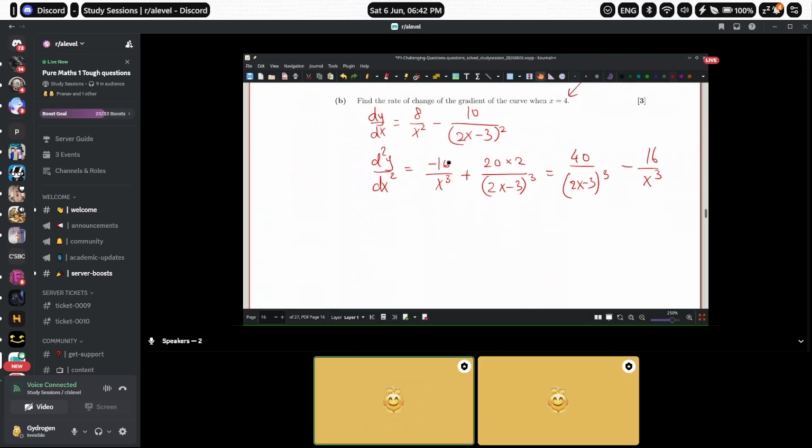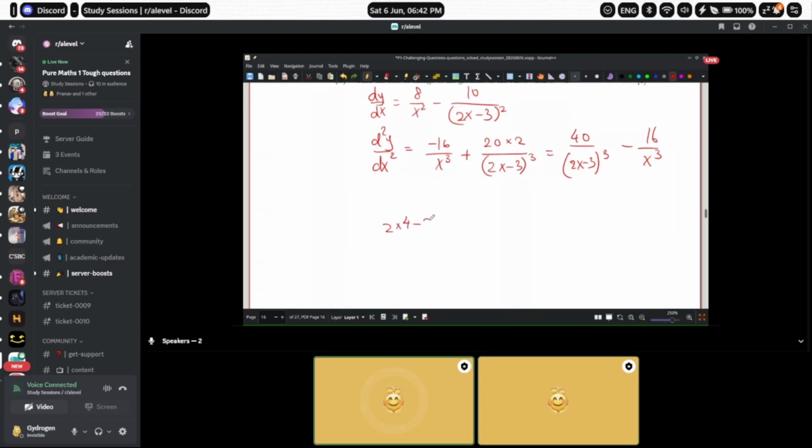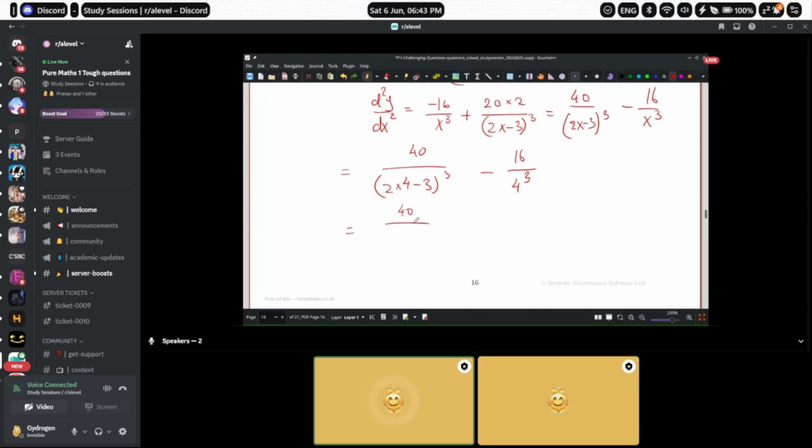And then you can just plug in x equals 4. So 2 times 4 minus 3 cubed. So this is 40 over 8 minus 3 is 5, cubed is 125, minus 16 over 64. And this is 8 over 25 minus 1 over 4, which is 32 over 100, which is 0.31.